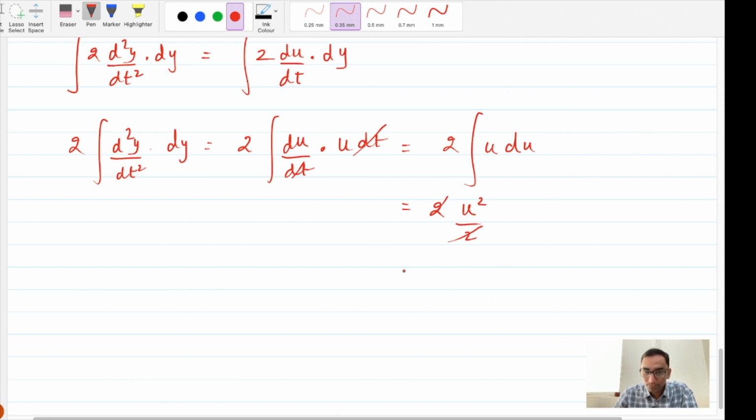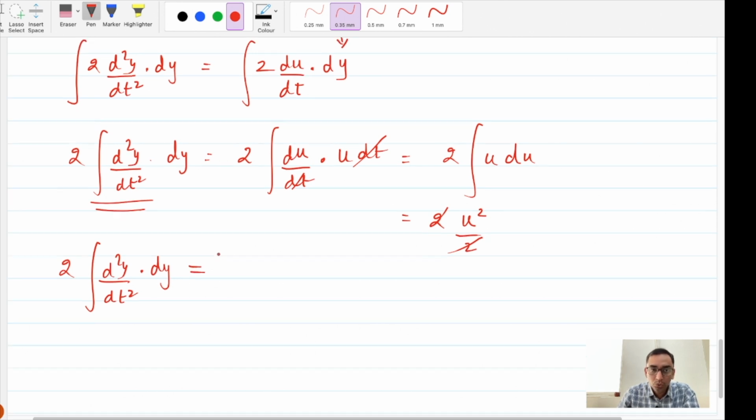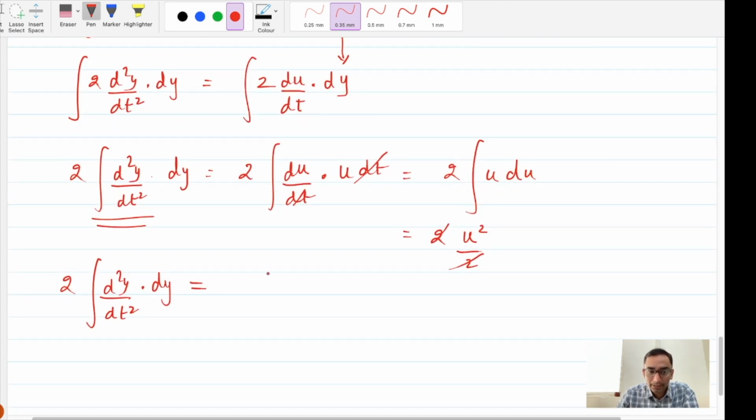So what do we have finally? This, which was equal to 2 integration of d2y by dt2 times dy, is equal to u square, but u is dy by dt. So (dy/dt) whole square. This is the proof. So I hope that you have understood this well. I know this is a bit mathematical, but I am sure that if you practice this 2 times, you will understand.